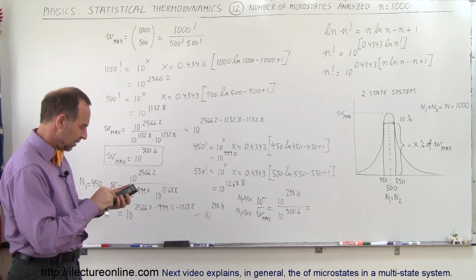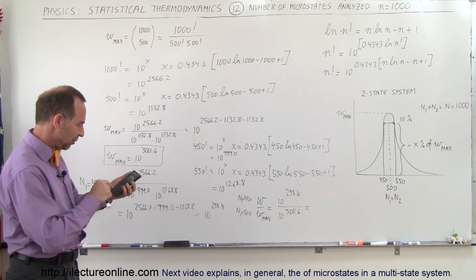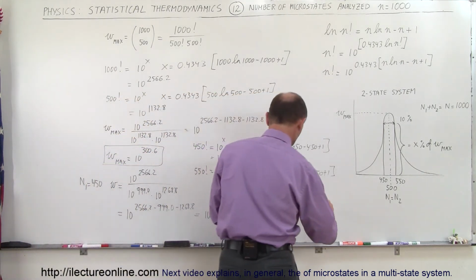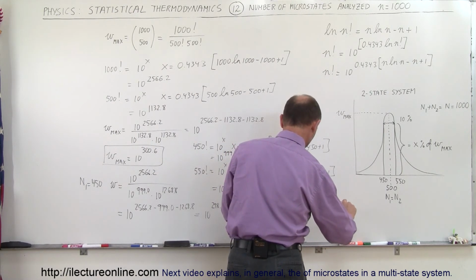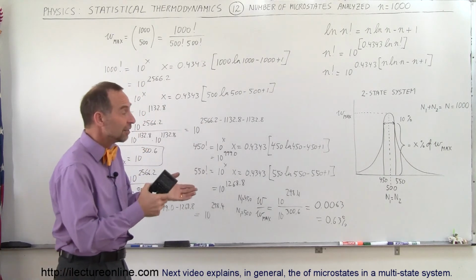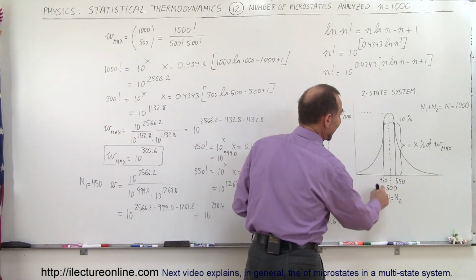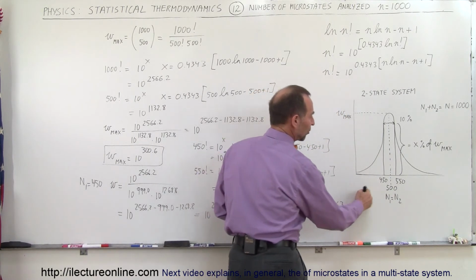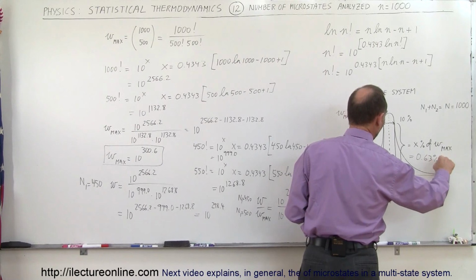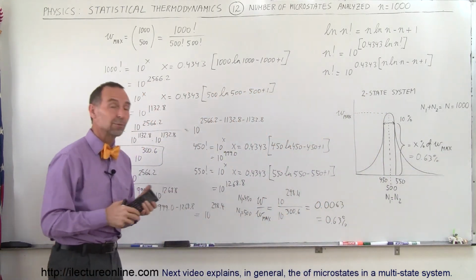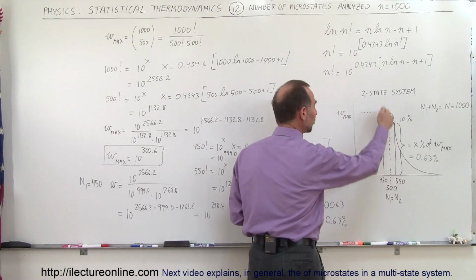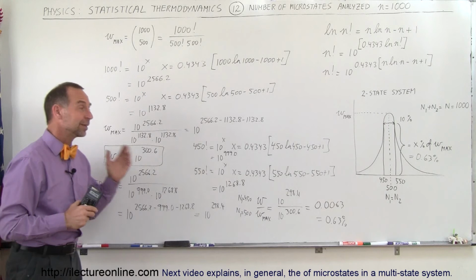So we have 10 raised to the 298.4 minus 300.6, and that is equal to 0.0063, which is equal to 0.63%. So you can see that if you're 10% away from the most probable value, where you have the same number in each state, 500 in each state, and then you have a situation where you have 450 in one state and 550 in another state, the probability of that happening is equal to 0.63% of the probability of getting that maximum value, the max number of microstates. So the probability that you'll have 450 heads and 550 tails is 0.63% of the probability that you get 500 and 500. And that's what that really means, and that's how we interpret that.